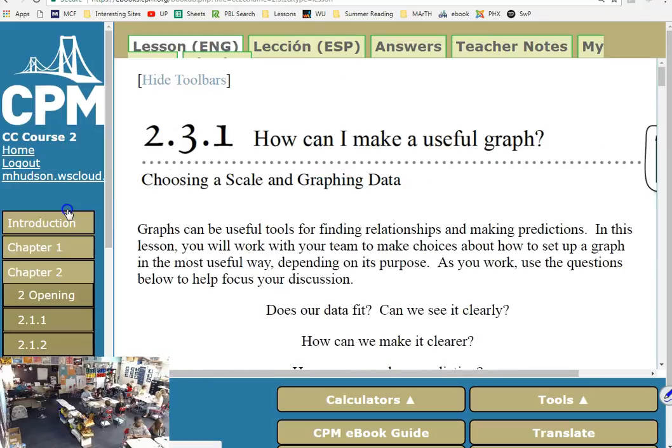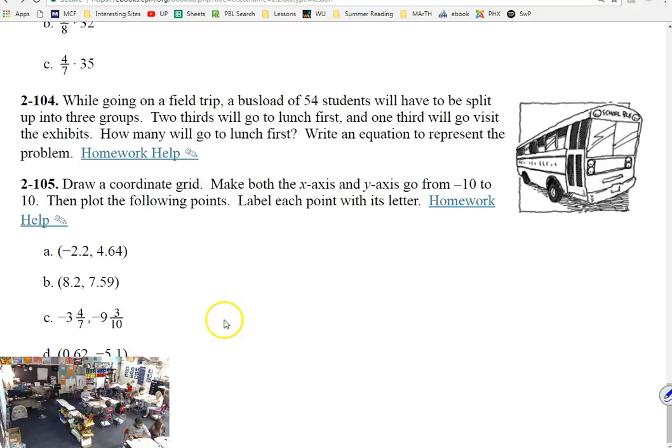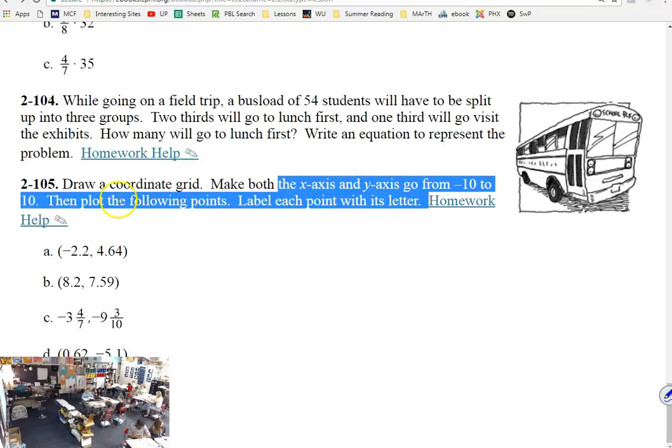All right, 2 point. Oh, Monica, what's up? So for 105 it says to draw a coordinate grid. Coordinate is a weird word to say. So make both the x-axis and the y-axis go from -10 to +10, then plot the following points.